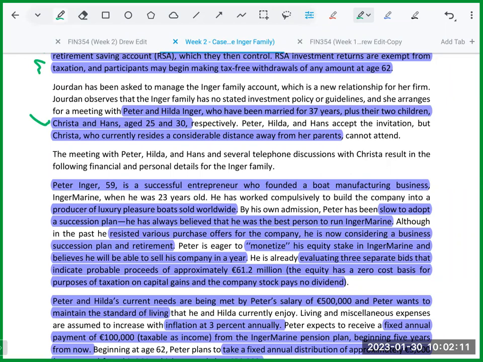So the 4 of them have been invited, but Krista resides considerably far away from her parents. Basically, Krista is overseas. Hans, the son, is in the country that they all reside in, but Krista is somewhere else. Let me take note of that too.